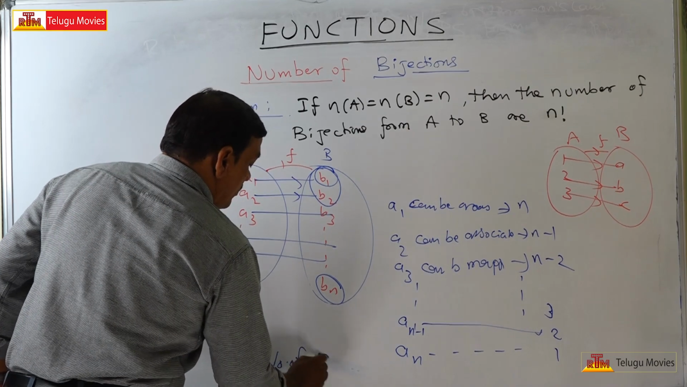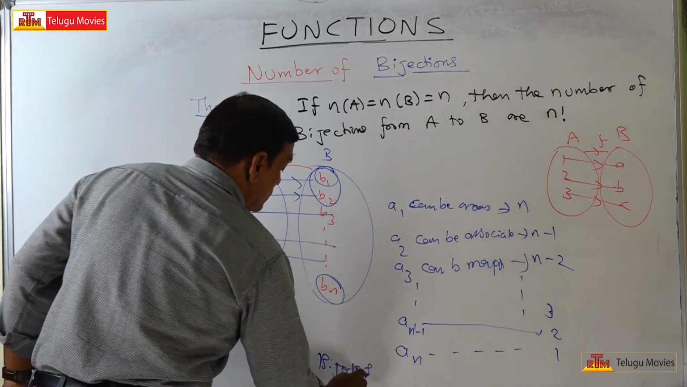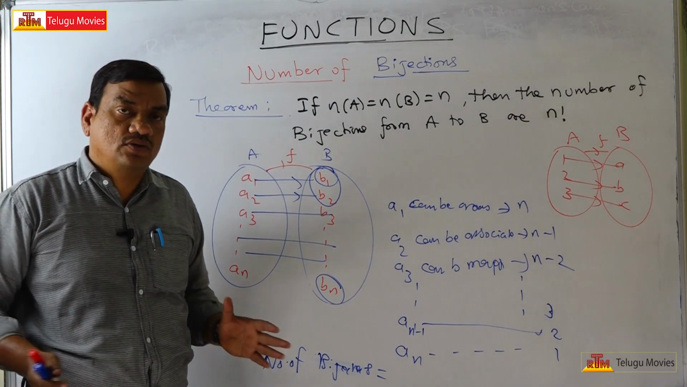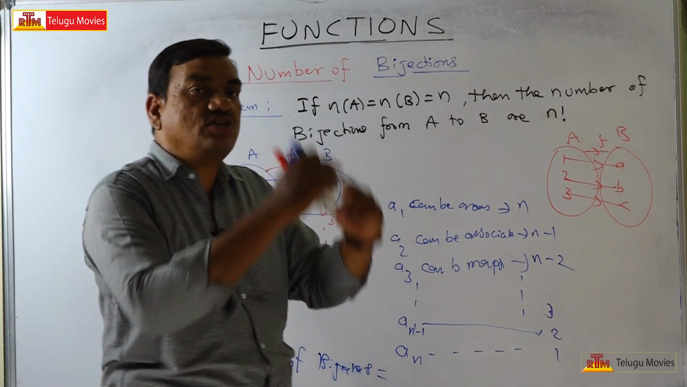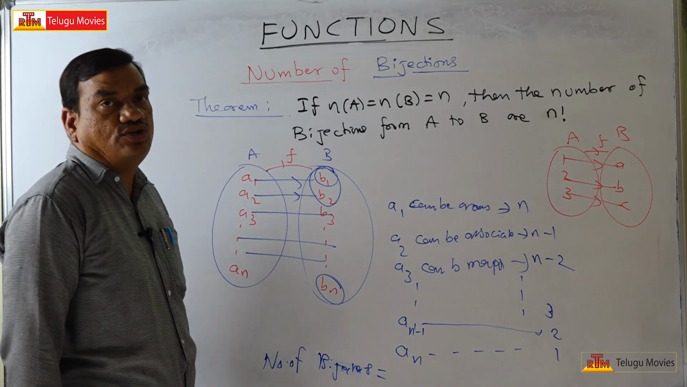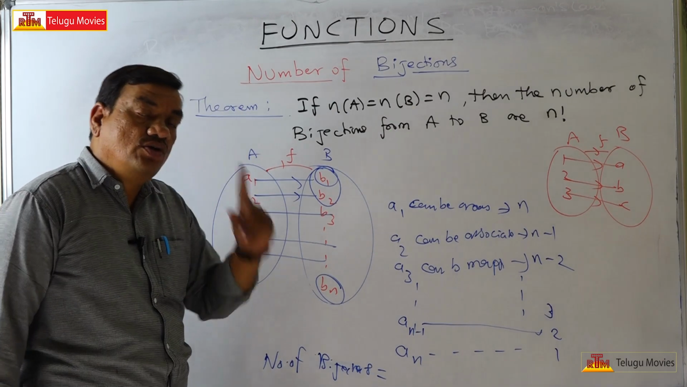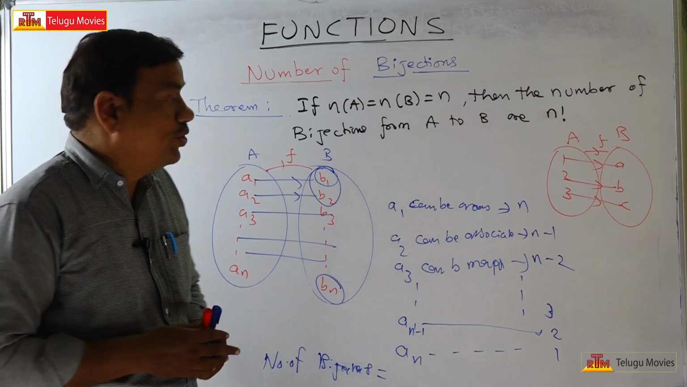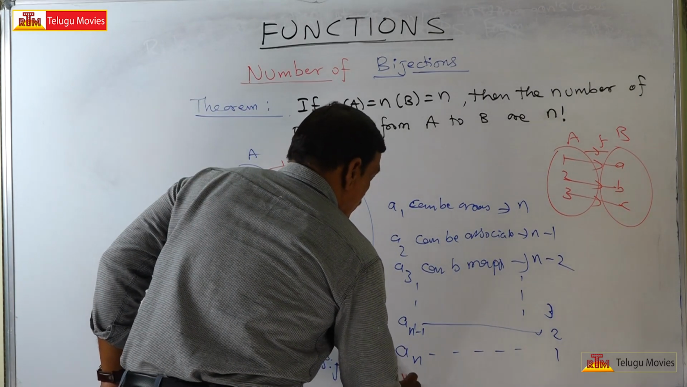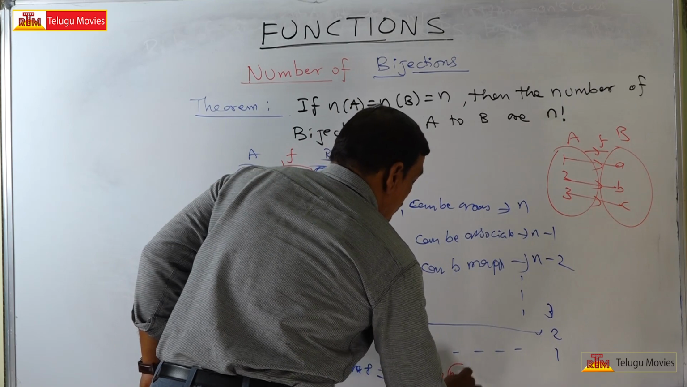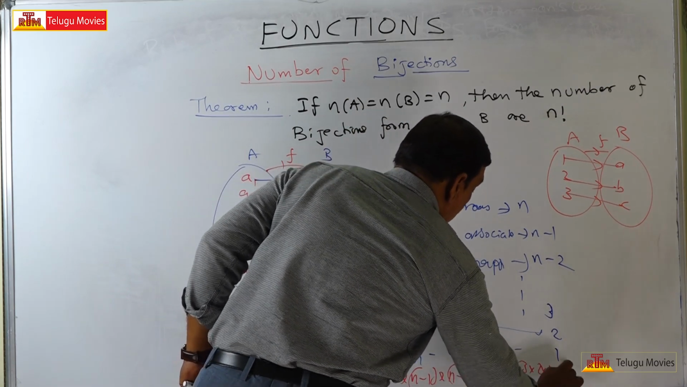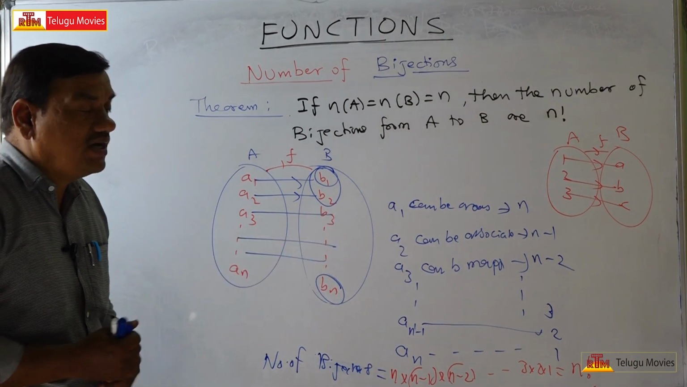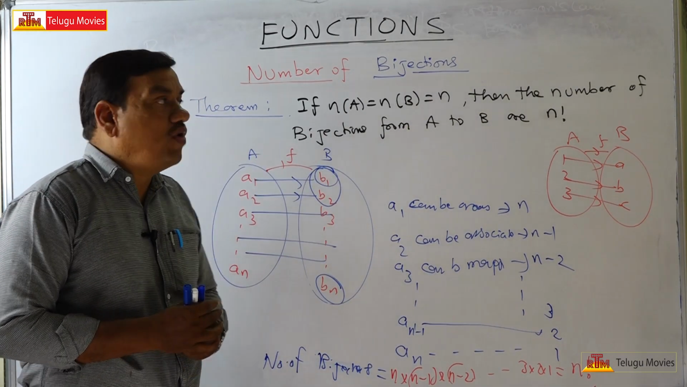So altogether, the number of bijections is equal to, that means, to make it a function, all of this should happen. If all passengers come, then only the bus will start. All must and should come. Understand this? That means we have to use the principle of multiplication. Multiplication means n into n minus 1 into n minus 2 into so on, 3 into 2 into 1. This is nothing but n factorial. So this is the proof for bijections.